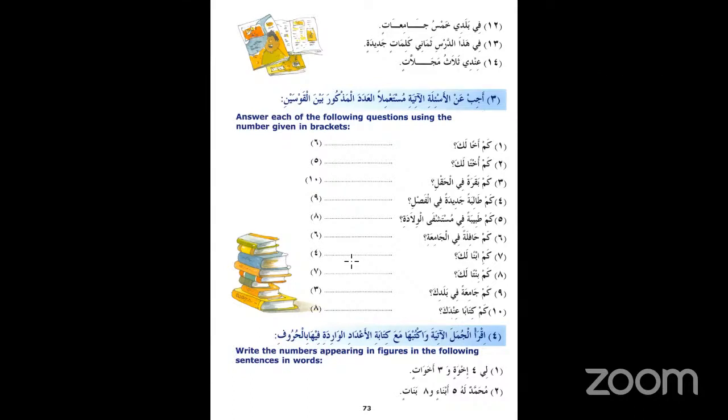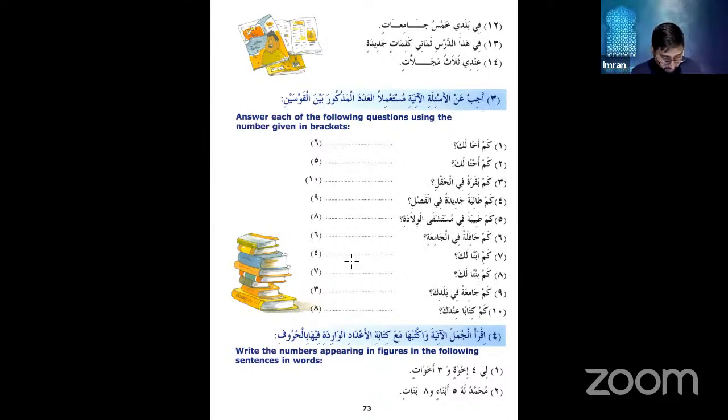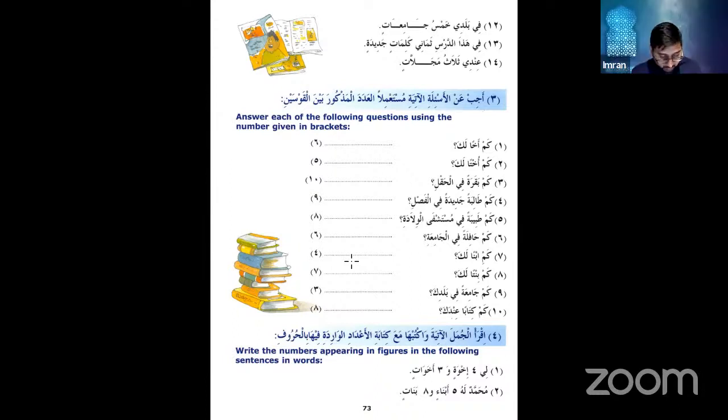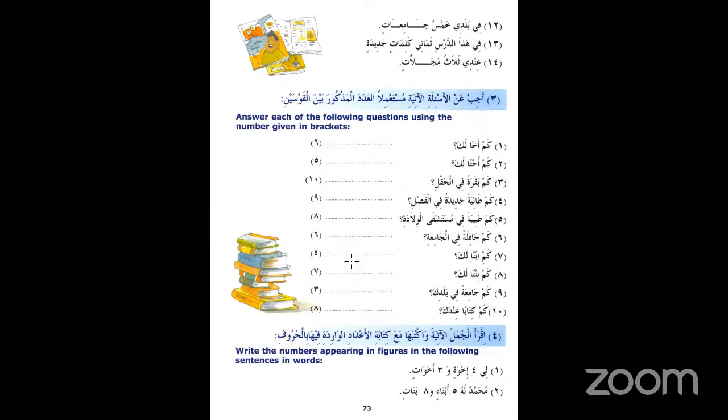Okay. Kam bakaratan fil haqli. What does that mean? How many cows in the field? Okay. The word bakara is feminine, so the number has to be masculine. So you respond, say in the field. Fi al-haqli.